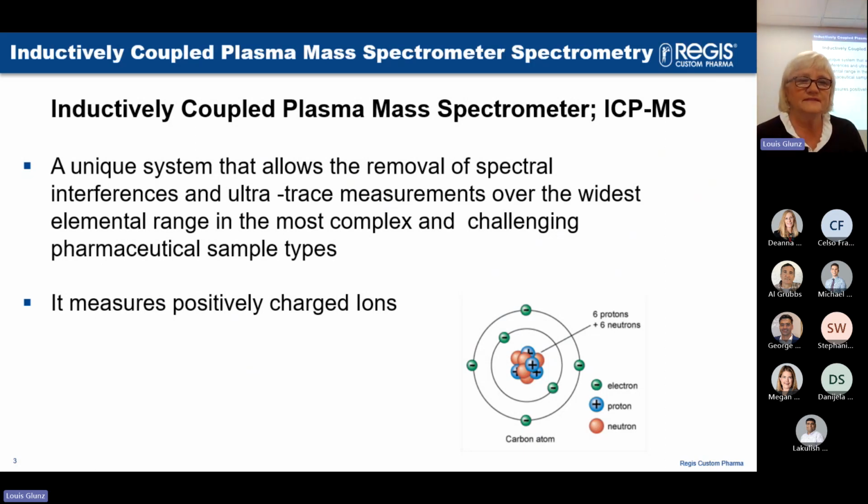ICP-MS is a unique system that allows the removal of spectral interferences and ultra trace measurements over the widest elemental range in the most complex and challenging pharmaceutical sample types. ICP-MS measures positively charged ions.